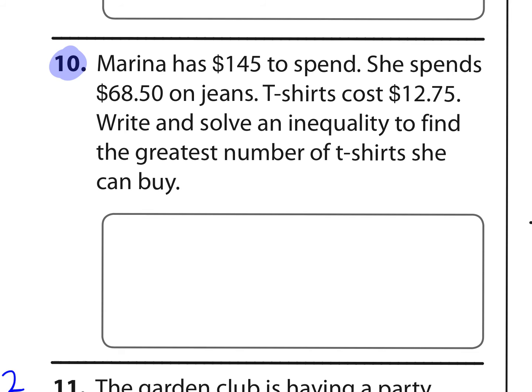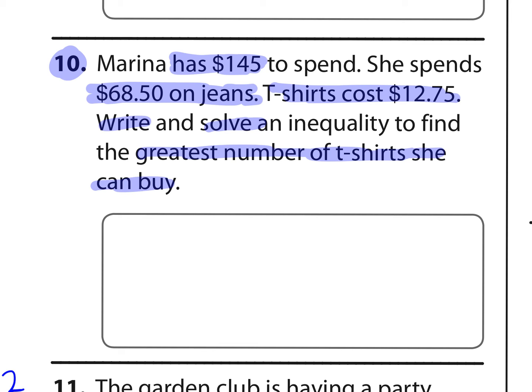Number 10. Marina has $145 to spend. She spends $68.50 on jeans, and then t-shirts cost $12.75. Write and solve an inequality to find the greatest number of t-shirts she can buy.